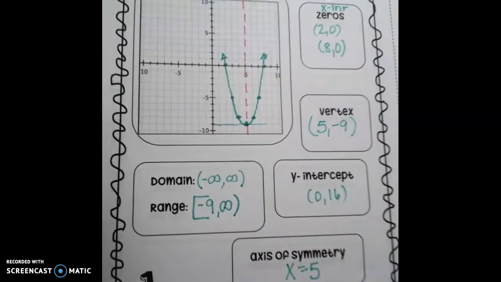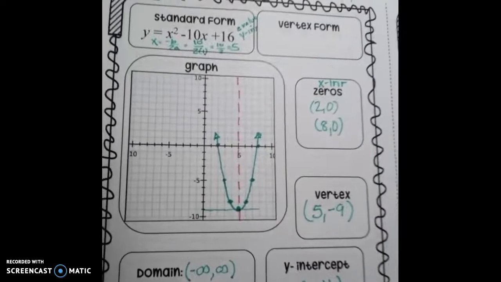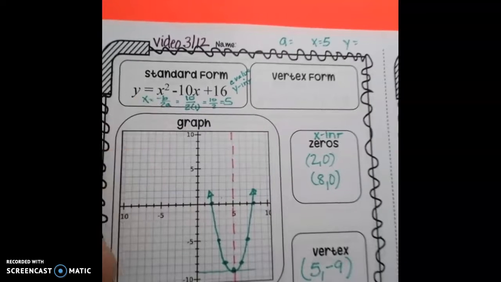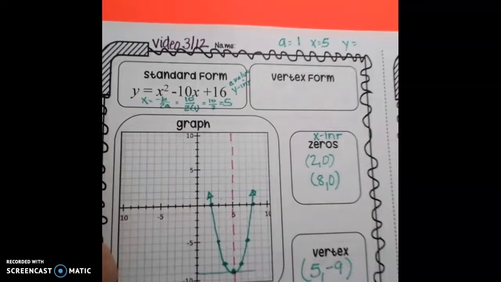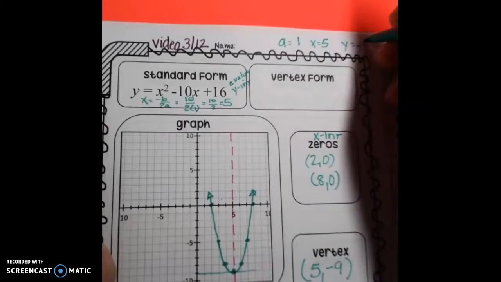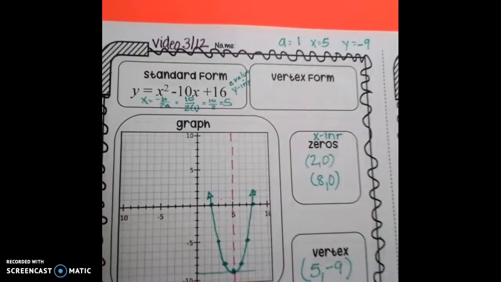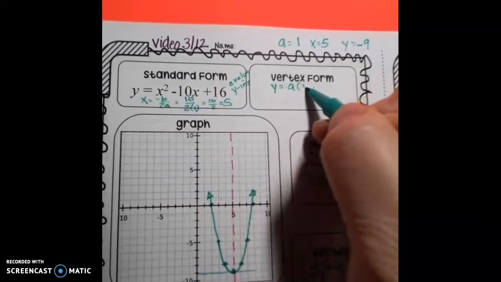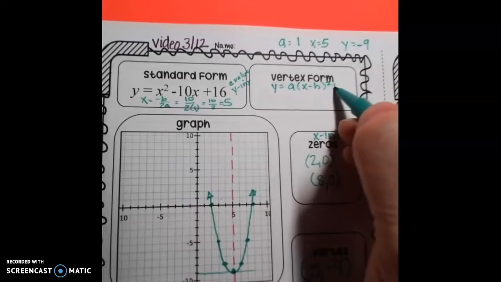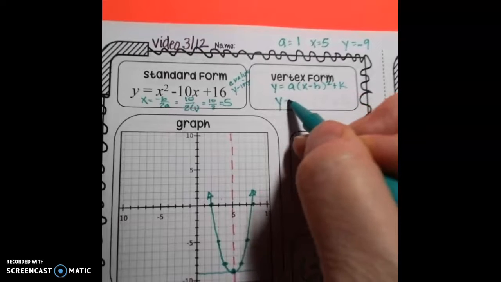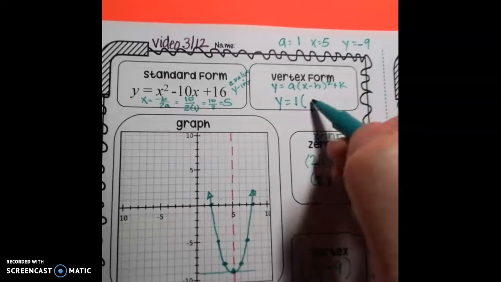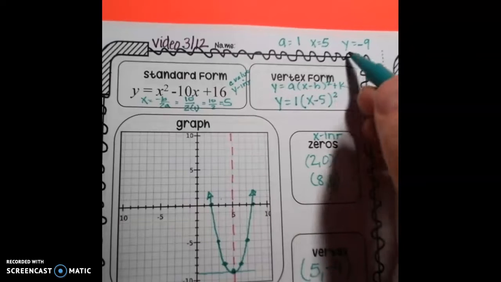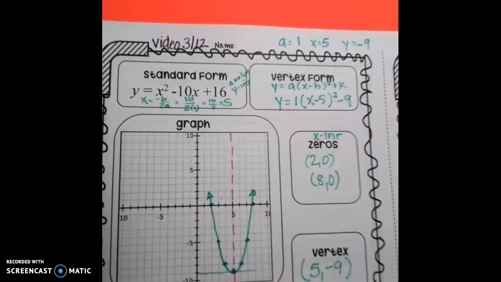The one last thing we have left to do is write this into vertex form. Our a value in our standard form equation is 1. My y value is negative 9. I got that when I looked at my calculator, or if you plugged it in. So remember, vertex form is y equals a times x minus h squared plus k. So we're just going to plug in. a is 1, which you don't have to write. x, that's a positive 5, so when it goes back in, it's x minus 5 squared, and my y value is negative 9.